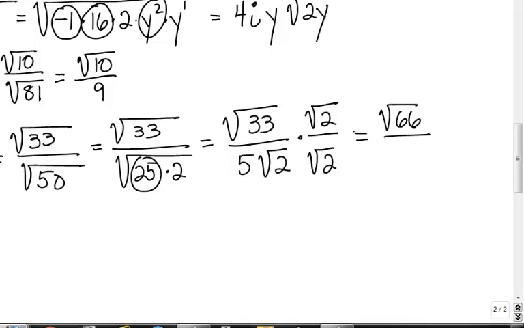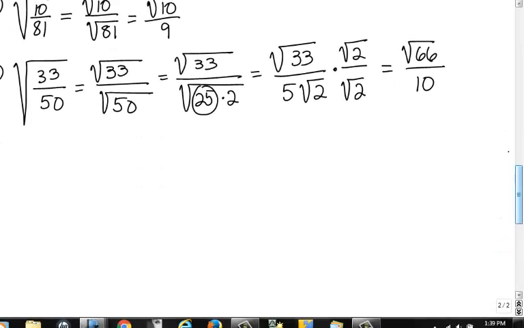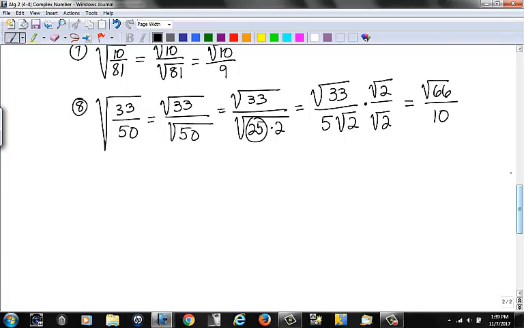Radical 2 times radical 2? Radical 4, which is 2. 2 times 5 would be 10. And that's your final answer. Okay? Questions on that one? Am I right? You rationalized denominators? Okay.